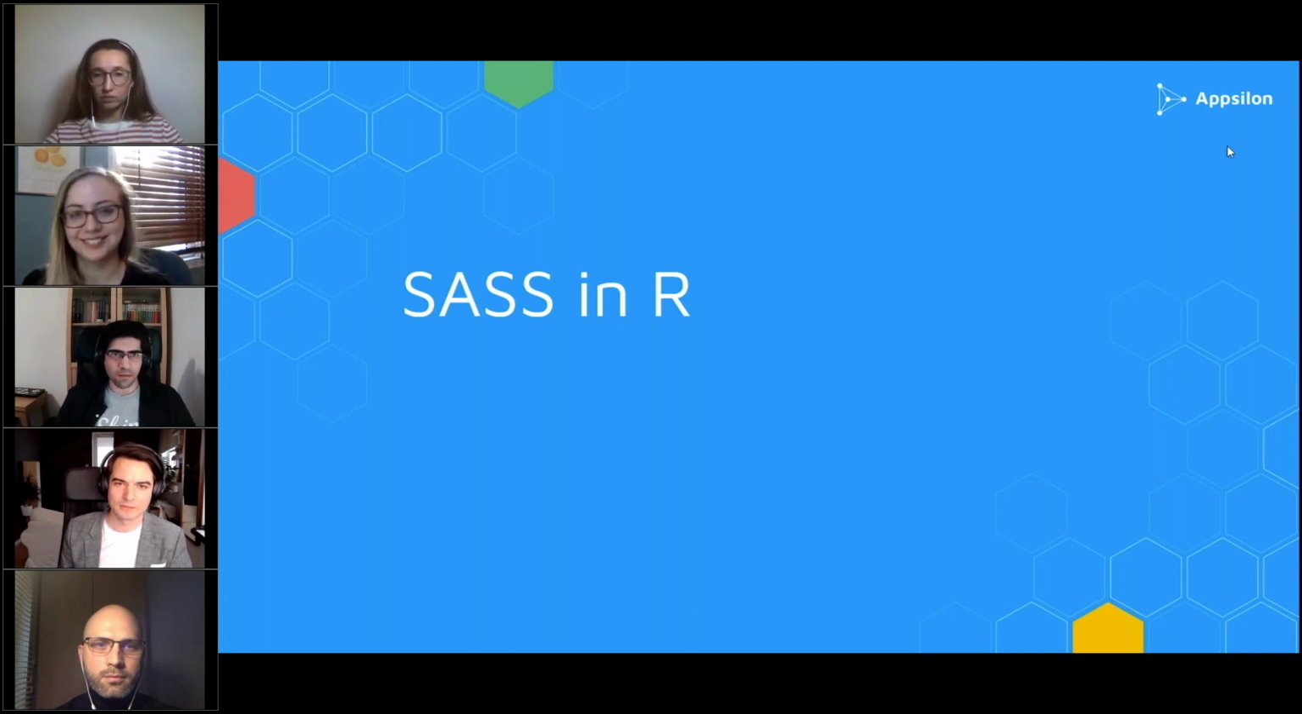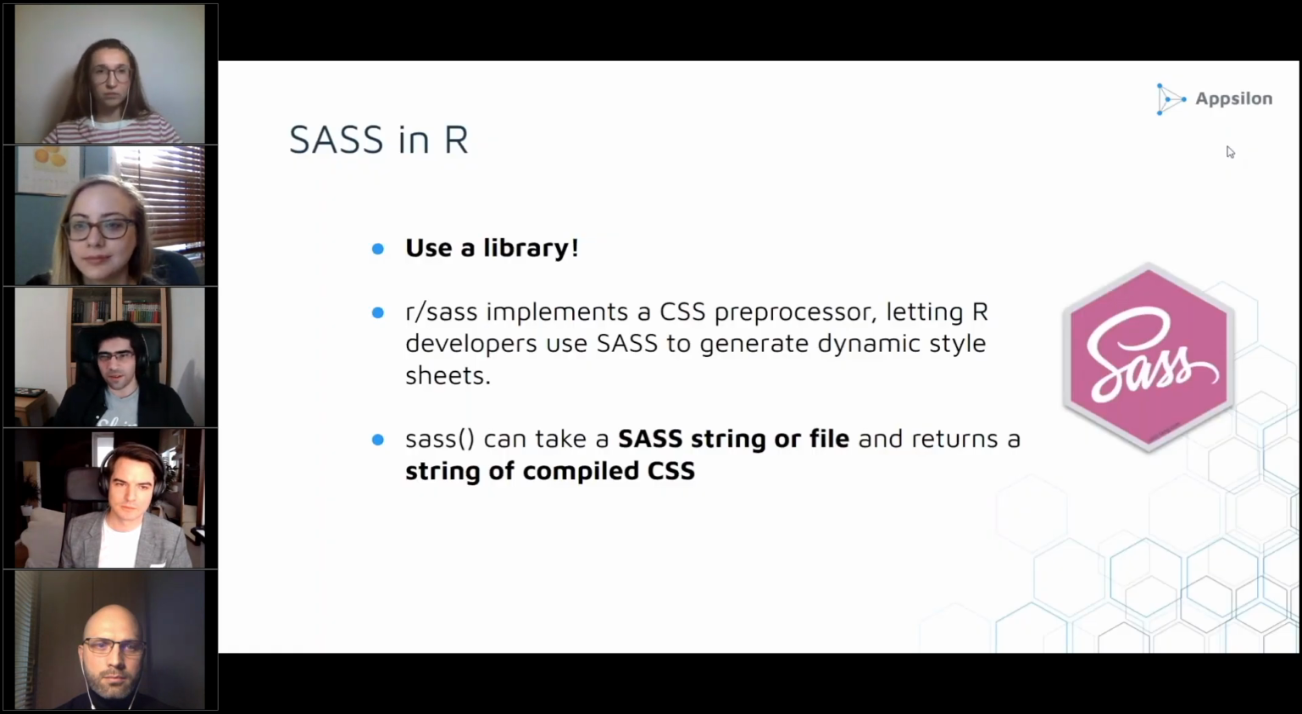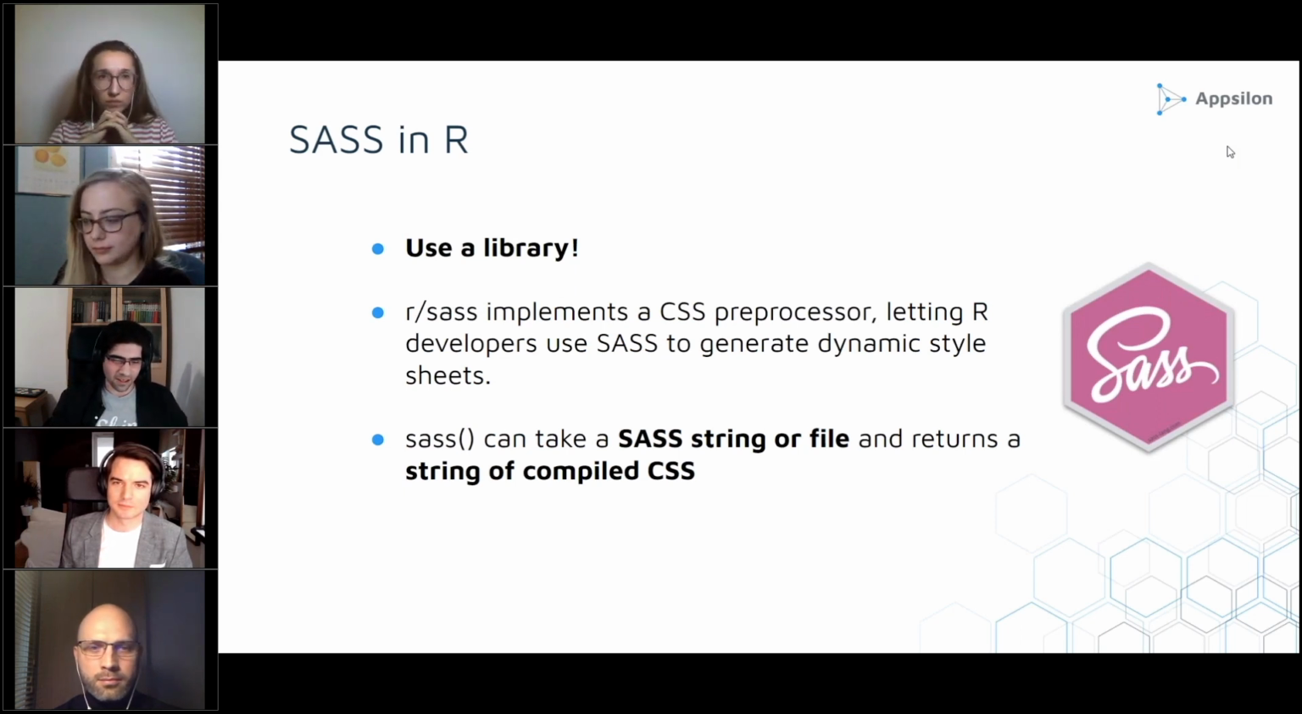So how do you actually use this with R? The best way is, of course, to use a library. And RStudio was kind enough to actually create a really nice package for us. So you can use rsass to not have to worry about all the pre-processing. You just need to write code. This is all you want to do.